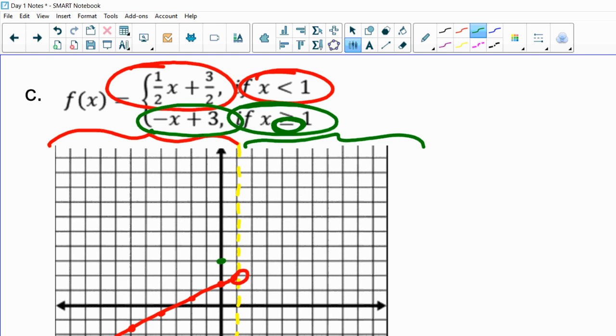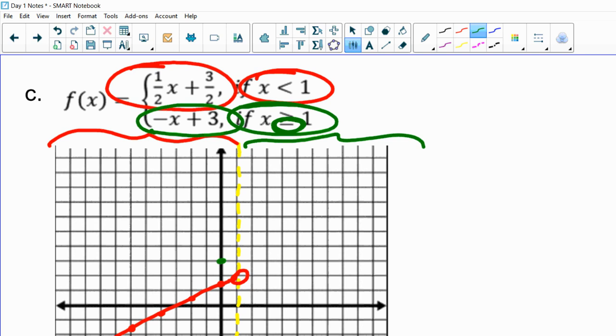I have a slope of -1. So a slope of -1, down 1, right 1. Wait a minute. Where Mr. Green hits the fence, is that where that open circle is?